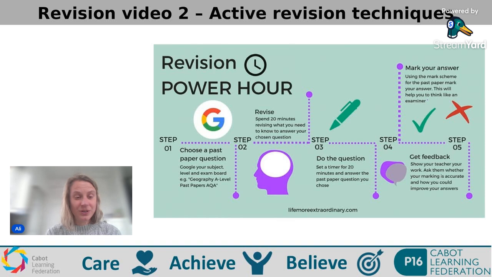Finally, it's great to use past papers, and we're going to talk more about this next episode. Using past papers helps you to practice exactly what you're going to be doing in the exam. This idea is a revision power hour. So start by choosing a past paper question targeted on a topic that you need to revise. Then spend 20 minutes revising what you need to know to do well on that question. Then do the question. Now that we're close to your exams, try to do questions in time conditions so you've got a realistic idea of how much you can write in your exam.